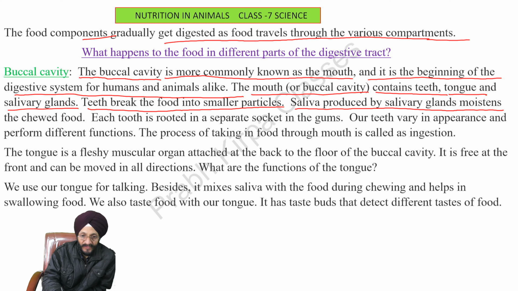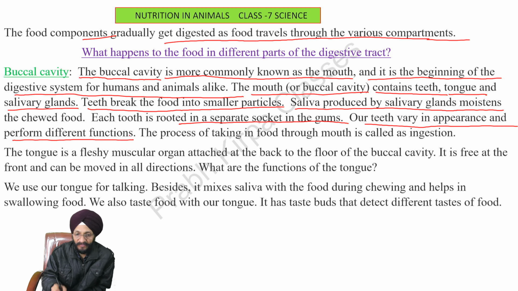Each tooth is rooted in a separate socket in the gums. Our teeth vary in appearance and perform different functions. We will discuss the various types of teeth in the next slides. The process of taking in food through the mouth is called ingestion.